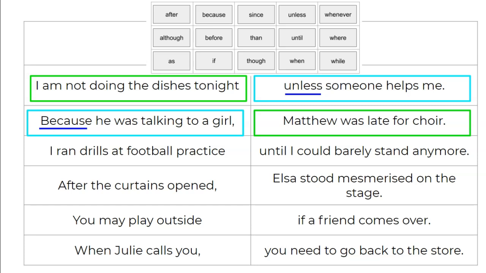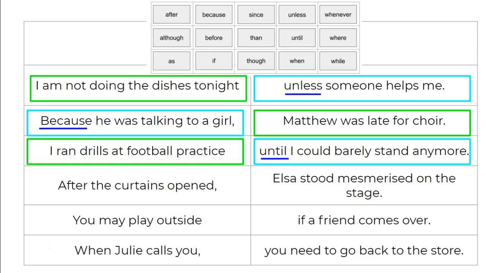The next sentence says, I ran drills at football practice until I could barely stand anymore. Again, we're going to look for our subordinating conjunction from that list above. The subordinating conjunction is until, which means that until I could barely stand anymore is our dependent clause, and I ran drills at football practice is our independent clause. So go ahead and put a D under until I could barely stand anymore and put an I under I ran drills at football practice.